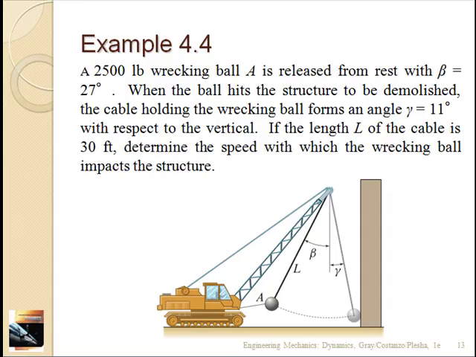So let's look at a couple of examples. Suppose we have a wrecking ball. We just have a ball attached to the top of this crane by a rope or a wire or cable, and we have it at some angle beta relative to the vertical, and we let go, and it swings down here and crashes into this wall at some angle gamma from the vertical. And so the question is, what's the velocity of the ball when it whacks this wall?